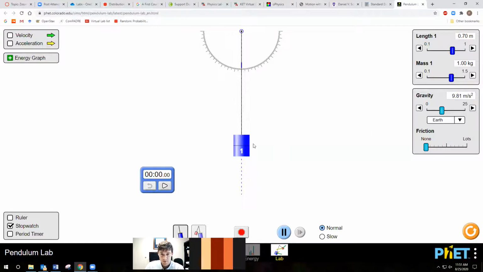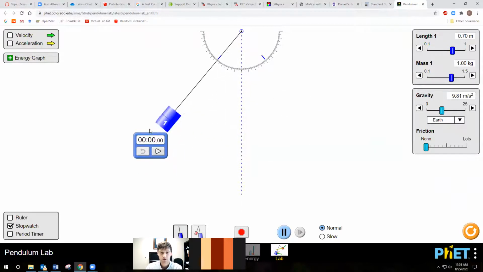So to measure the period, I've prompted you to start the pendulum at 40 degrees, just release it and allow it to swing back and forth. To measure the period, you'll use the stopwatch.